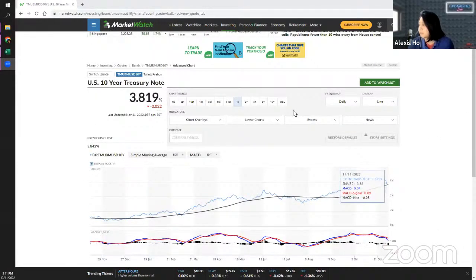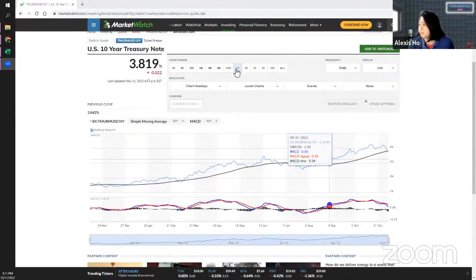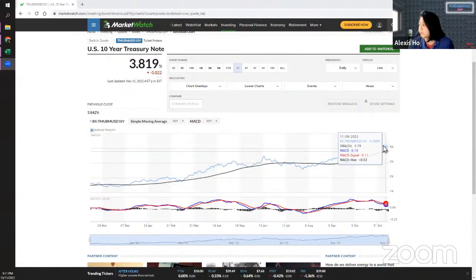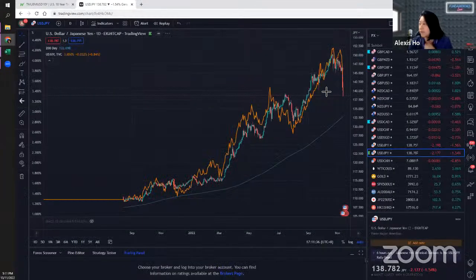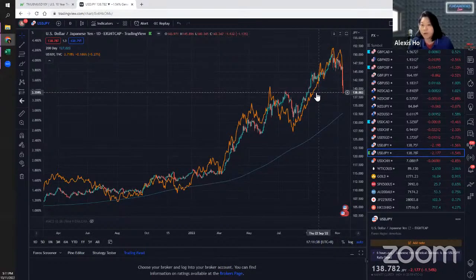Let me try to zoom in a little bit. I'm just using a 1-year chart to show you guys there's a sudden drop in the yields over here. One way we can look at it, I'm going to show you guys the dollar yen. We have been long the dollar yen for quite some time.